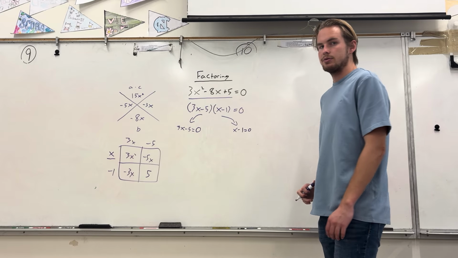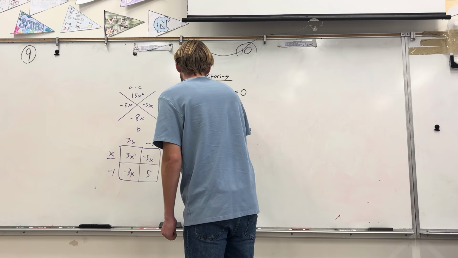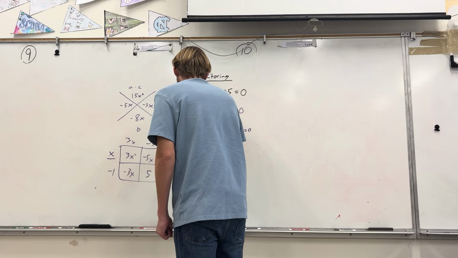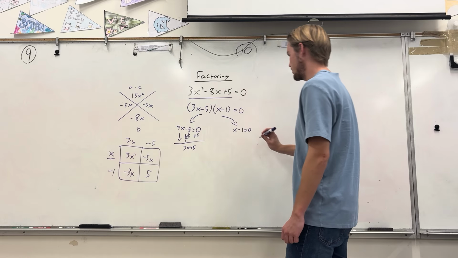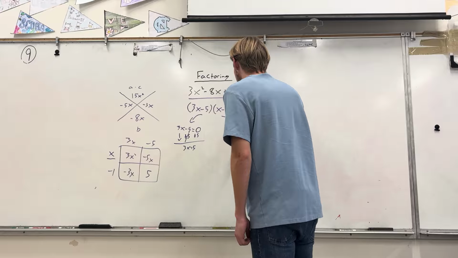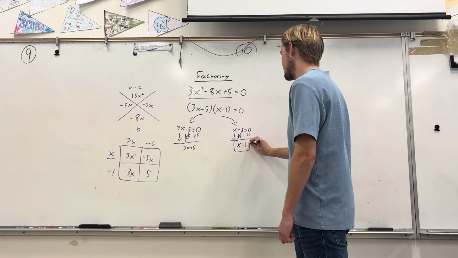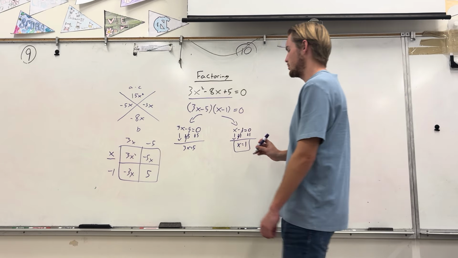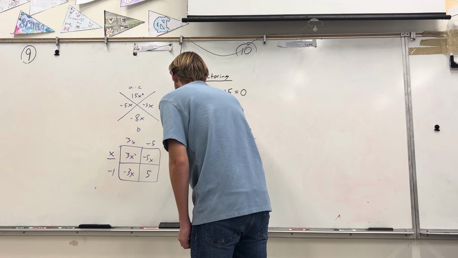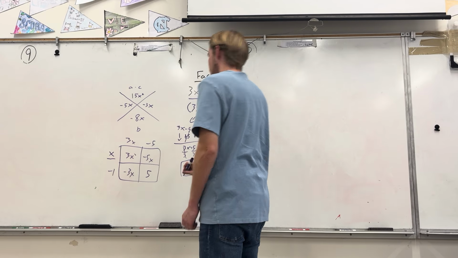And now to figure out x, we just solve. So we get x by itself. So we do plus 5, and we get 3x equals 5. Here we do plus 1, and we get x equals 1. So here we're done. We got x equals 1. Now over here, we just got one more step to do. We have to divide both sides by 3. These cancel, we get x equals 5 over 3. And that is our final answer.